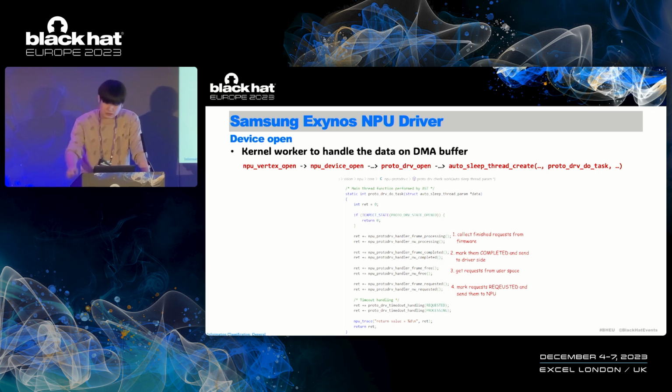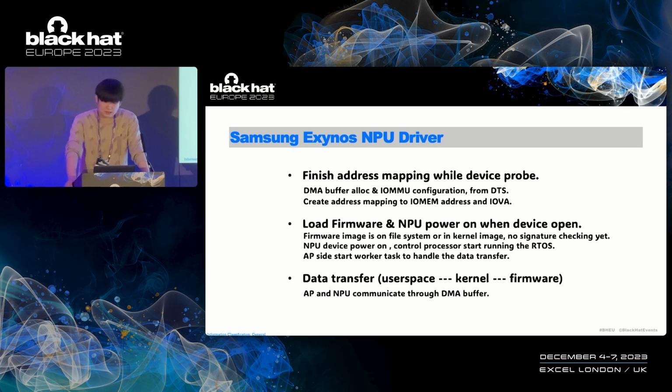Another thing the kernel will do is start a kernel task to handle the data transfer between the kernel and the NPU. The work task will enqueue all the NPU requests and serialize them on the ring buffer. Okay, now let's have a brief summary. In the device probing stage, the system will allocate the DMA buffer, finish the IOMMU configuration, and create the address mapping. When the device is opened, the system will load firmware to the DMA buffer first, power on the NPU control processor, and the kernel side will start a worker task to handle the data transfer between the kernel and the NPU.